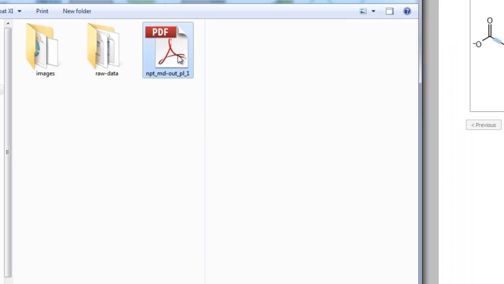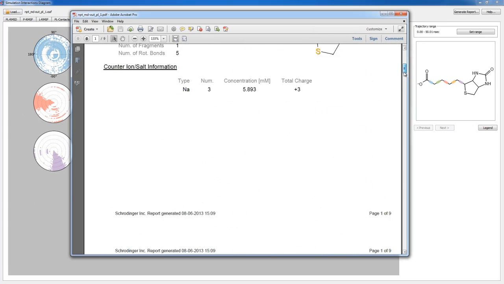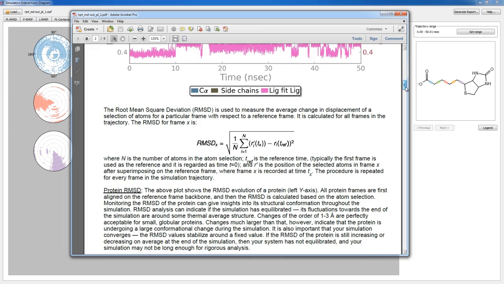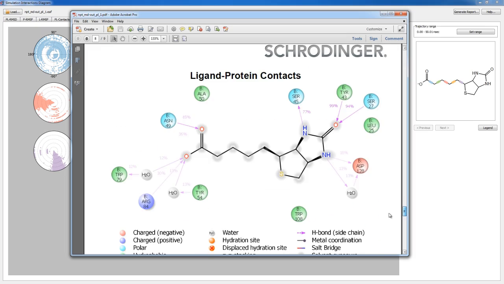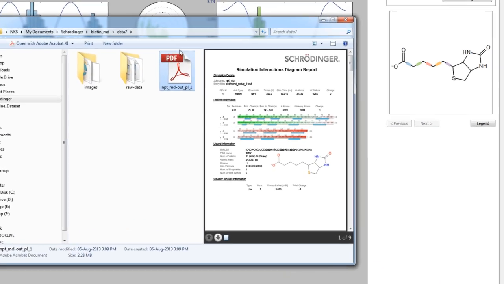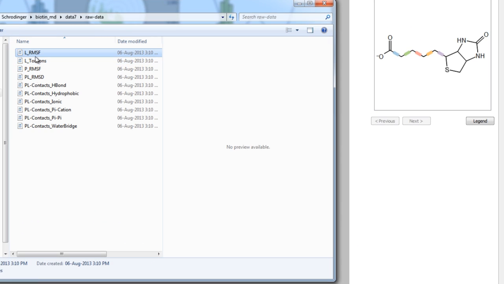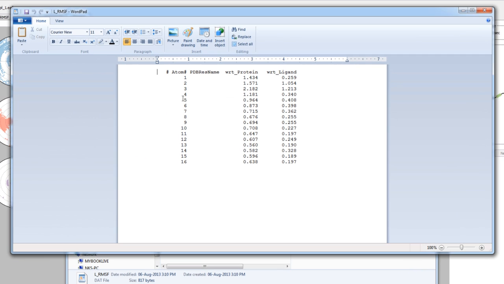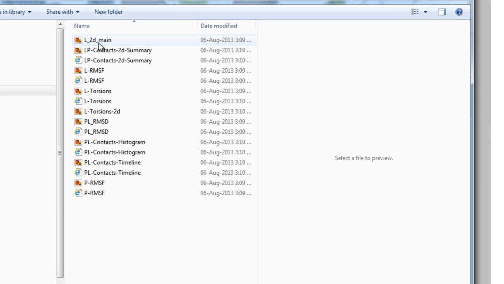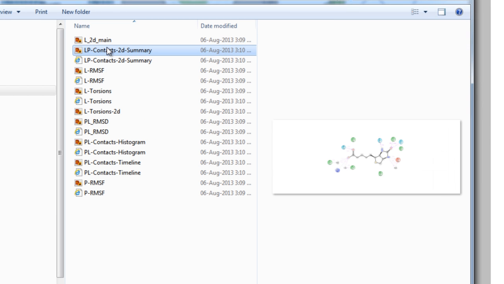Here we can see the PDF report. Notice that the report is described in detail to aid with the interpretation of any of the various plots and charts. The raw data folder contains the individual files and data, which you may opt to load into another program like Excel, while the images folder contains the images of the various plots, charts, and diagrams.